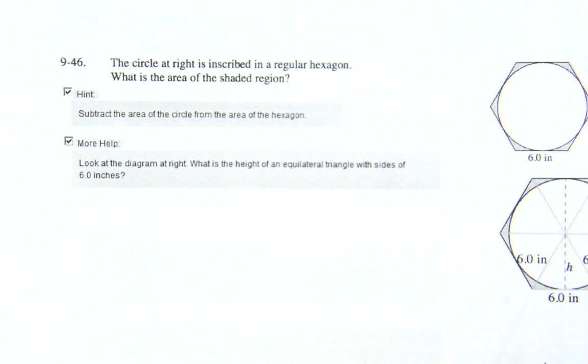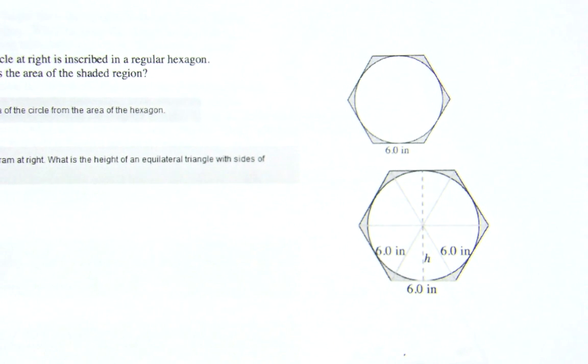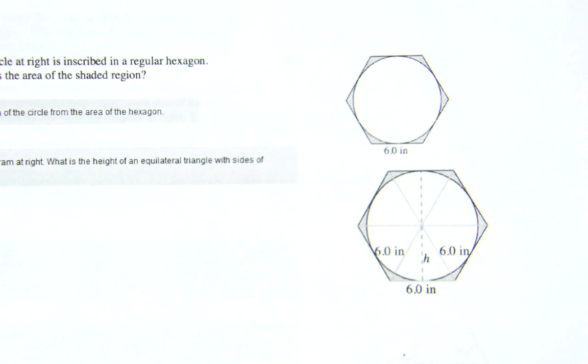The circle is inscribed, which means it's just inside the regular hexagon. What's the area of the shaded region? If you look at the picture, you've got the hexagon on the outside, the circle on the inside, and the shaded region is that little part in between the two.